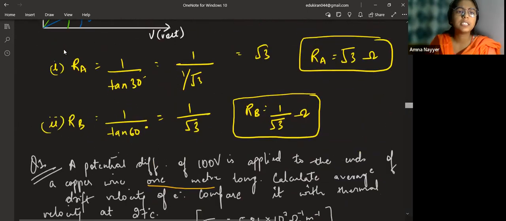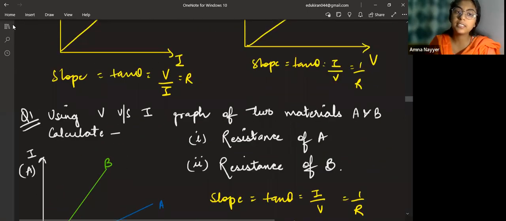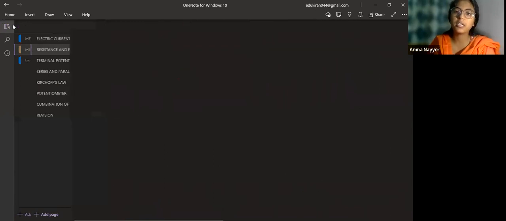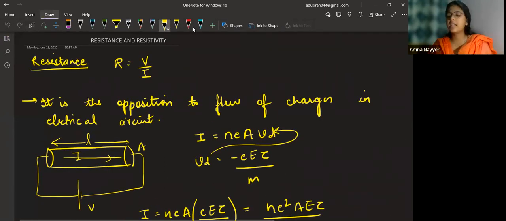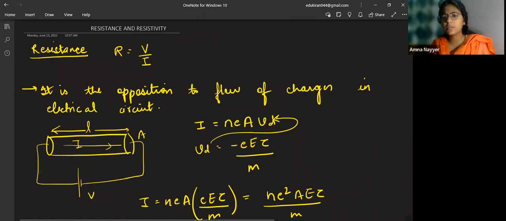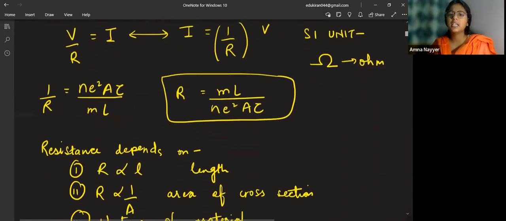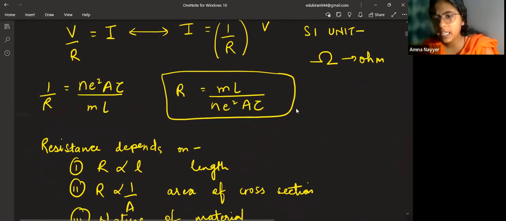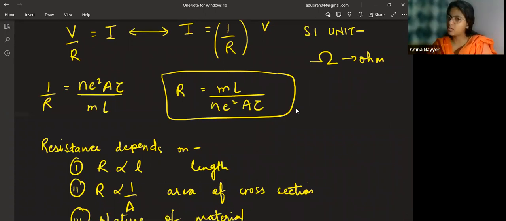This is it. Then resistance and resistivity, some important terms are here as well. Resistance I've told you, and for resistance, you should just see this formula: m l divided by n e square A tau. What is m? Mass of electrons. L is length of conductor. N is number of electrons, number density basically. E is again the electronic charge, 1.6 into 10 to the power minus 19.